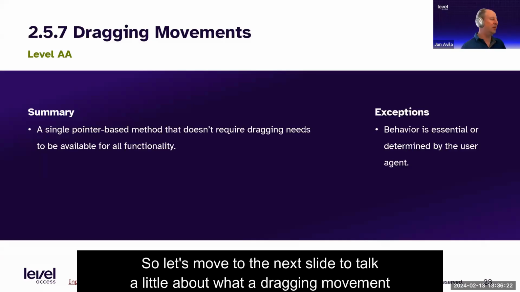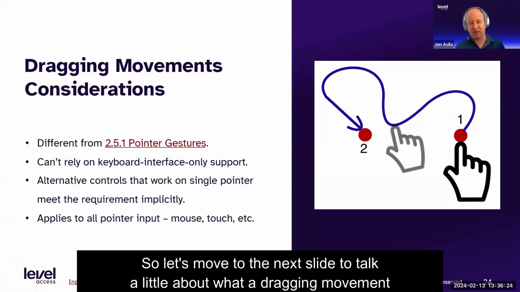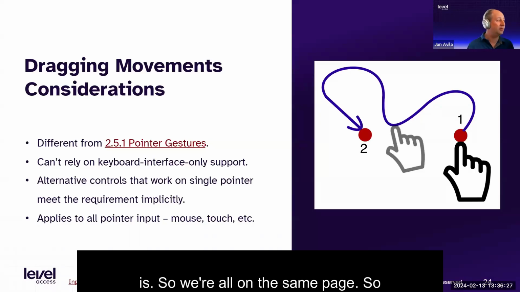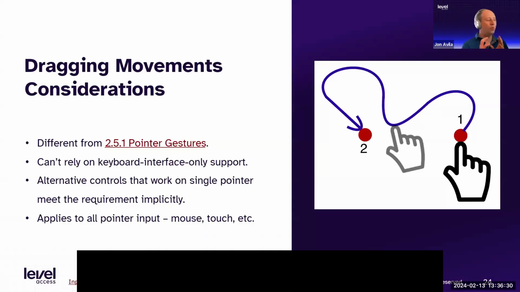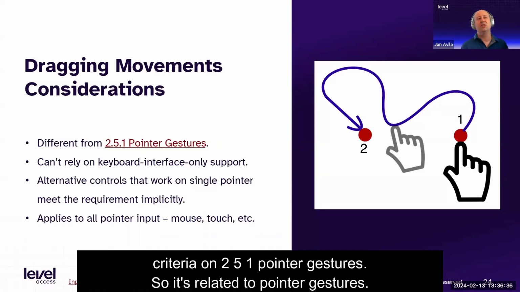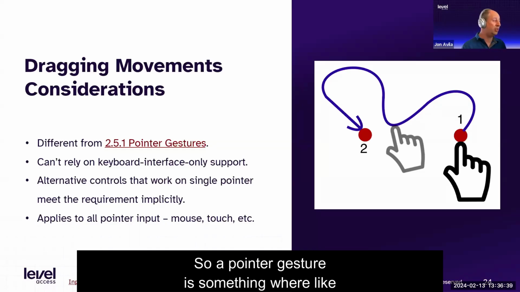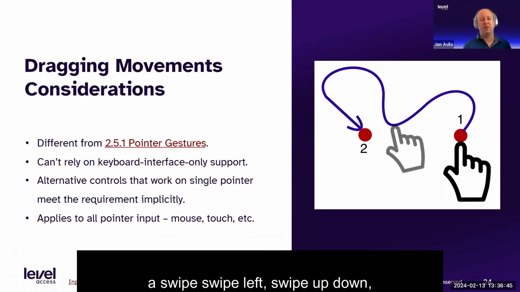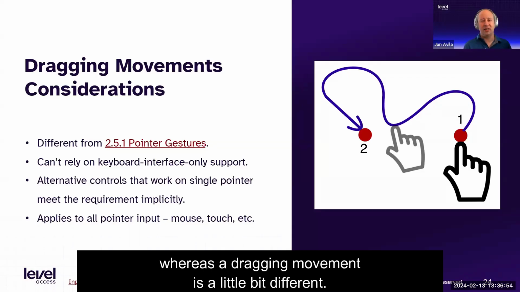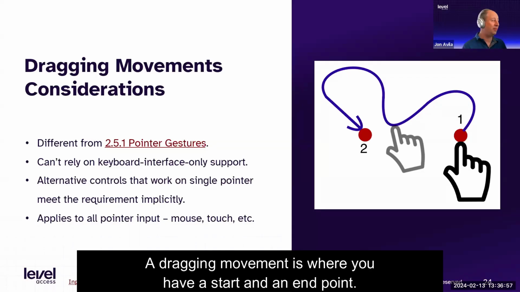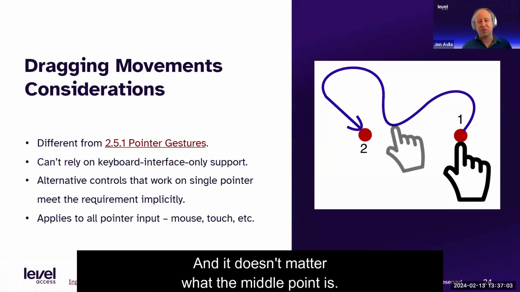So let's move to the next slide to talk a little about what a dragging movement is, so we're all on the same page. We have a prior success criterion 2.5.1, pointer gestures. A pointer gesture is something like a swipe left, swipe up, down, etc., where you have a midpoint. Whereas a dragging movement is a little bit different. A dragging movement is where you have a start and an end point, and it doesn't matter what the middle point is.